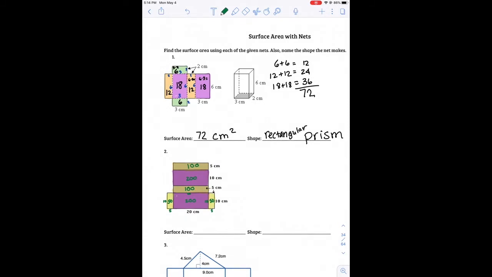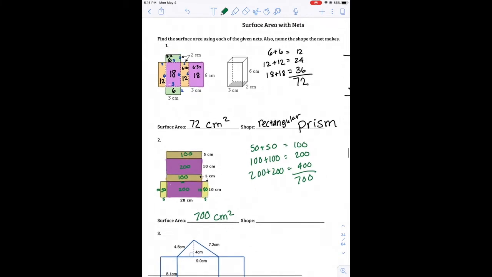And then, like I said, I like to add them in pairs. So 50 plus 50, 100 plus 100, 200 plus 200. That's 100, 200, and 400 for a total of 700. So 700 centimeters squared. If you didn't remember units, go ahead and add those in now.